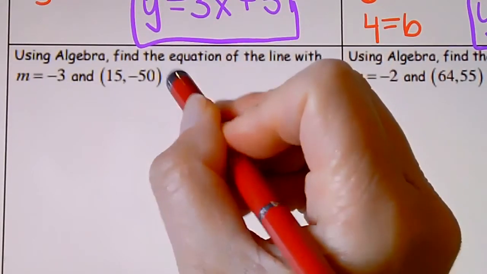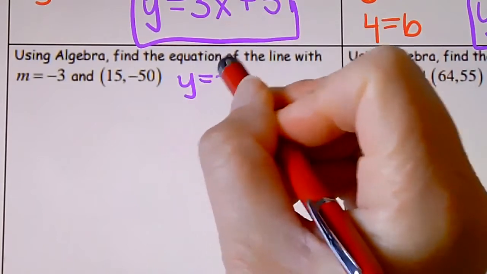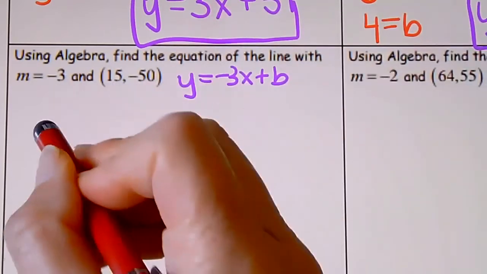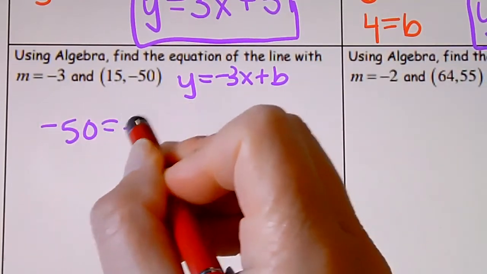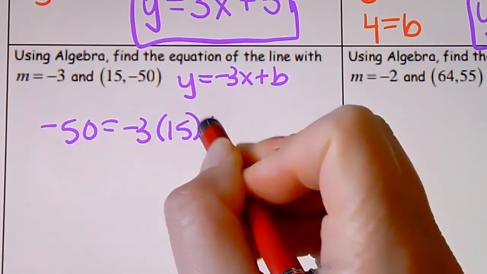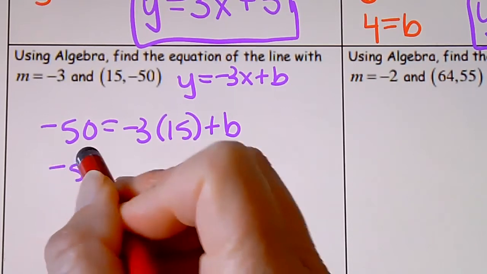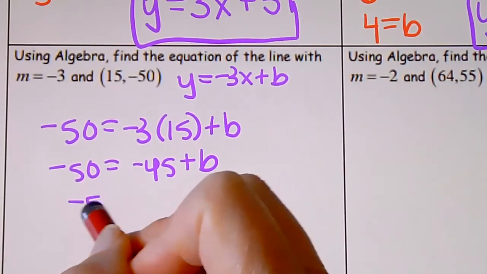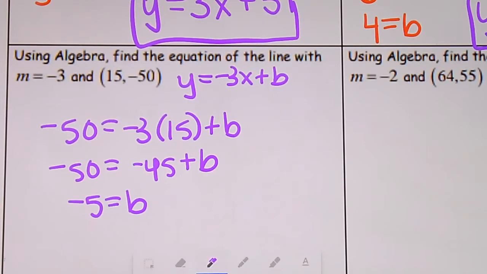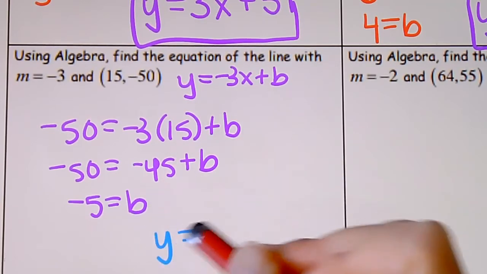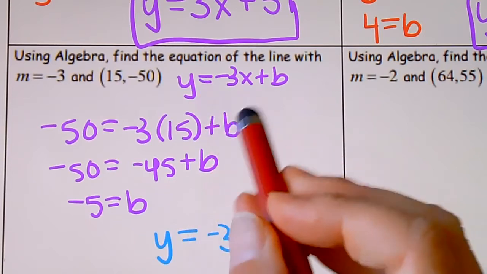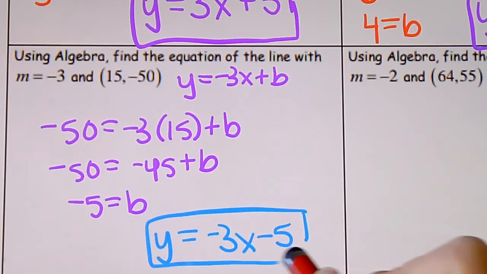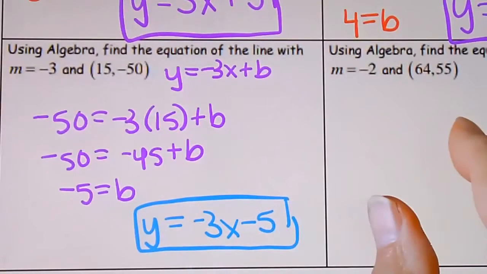Okay. So I know I'm going to have y equals negative 3x plus b. Again, my 15 is going to go in for my x, my negative 50 for my y. So I get negative 50 is equal to negative 3 times 15 plus b. Negative 50 equals negative 45 plus b. I'm going to add 45 to both sides, so I get negative 5 is equal to b. And my equation, y equals negative 3, because that was my slope, okay, x minus 5. Big numbers, but ended up being a nice equation.